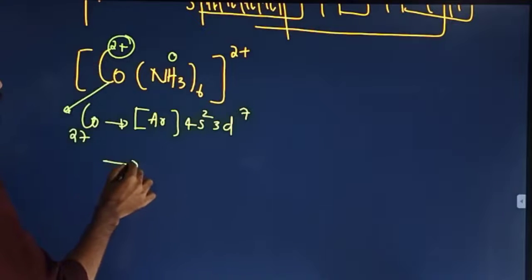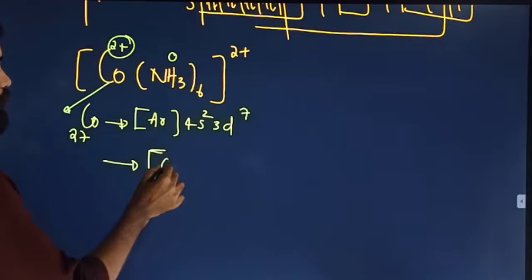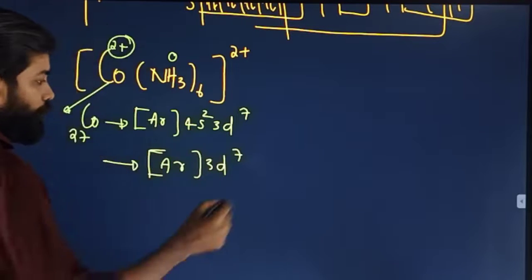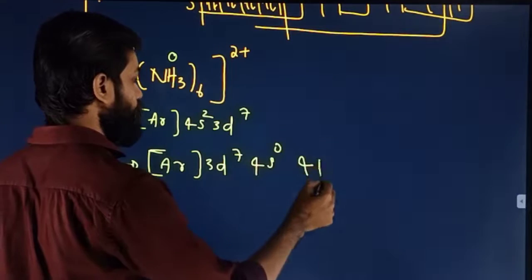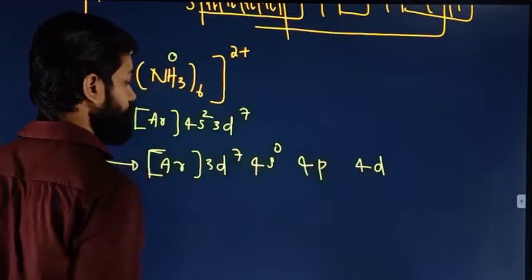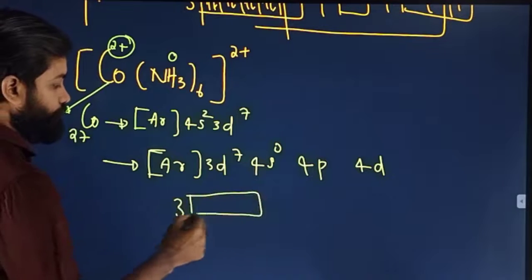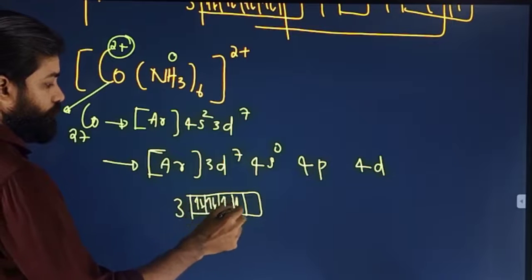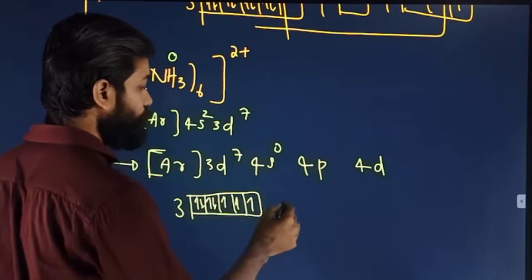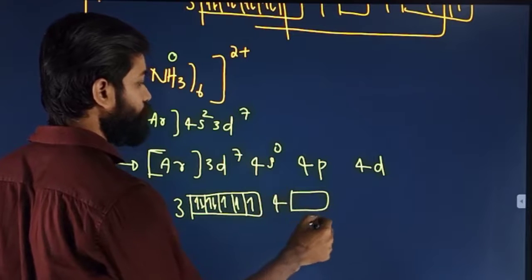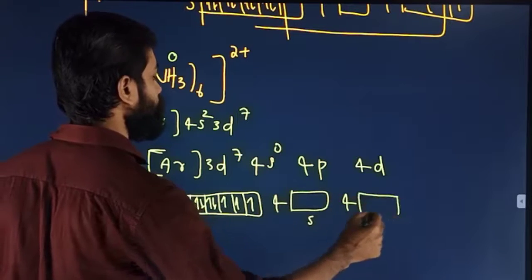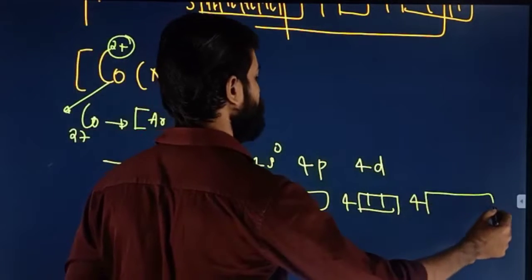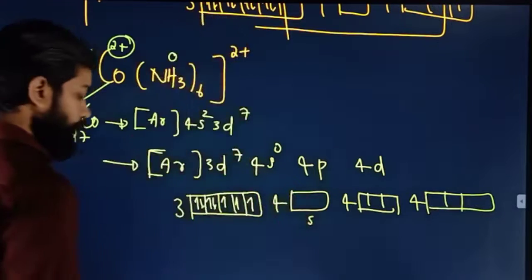Okay, so it drops two electrons from 4s. So 3d7, 4s0, 4p, 4d, etc. So 3d7 actually we know like this, 4s0, 4p like this, and 4d. Okay.